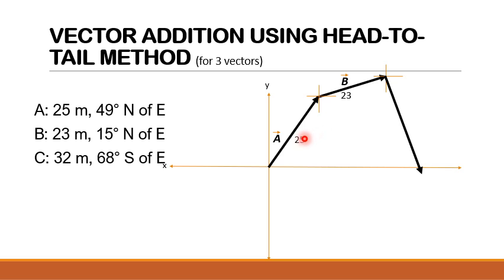Of course, how are you going to identify the resultant? It's by drawing an arrow from the origin going to the arrowhead of the last vector. Okay, that one. So you can do that by measuring this with your ruler and identifying the angle between the x and this resultant arrow using a protractor. Okay, the answer to that is 50 meters, 7 degrees south of the east.